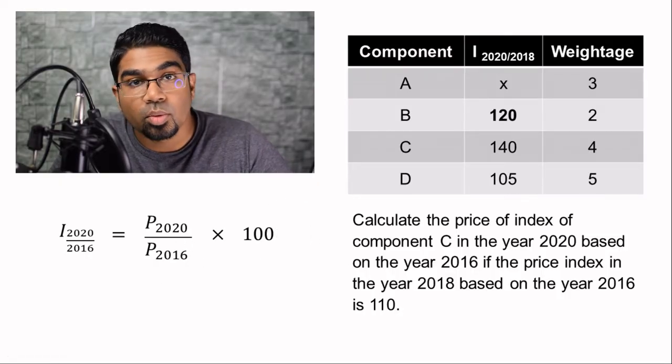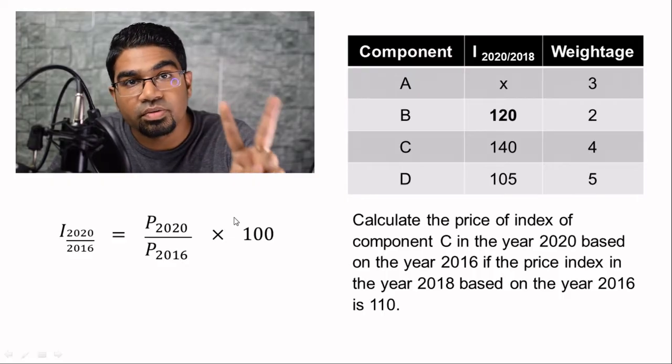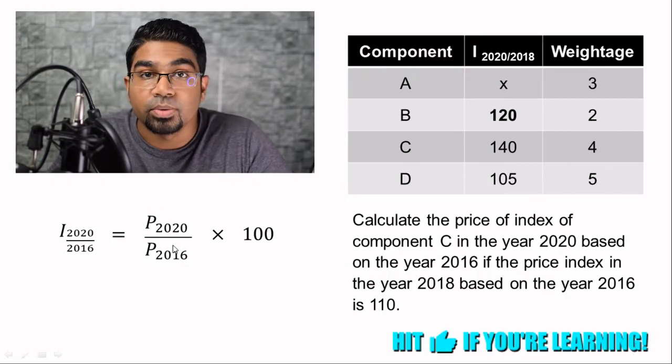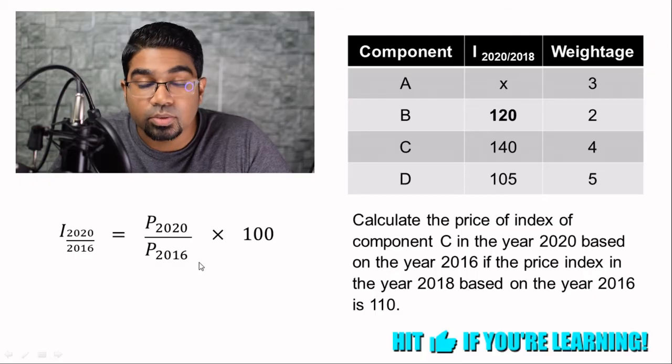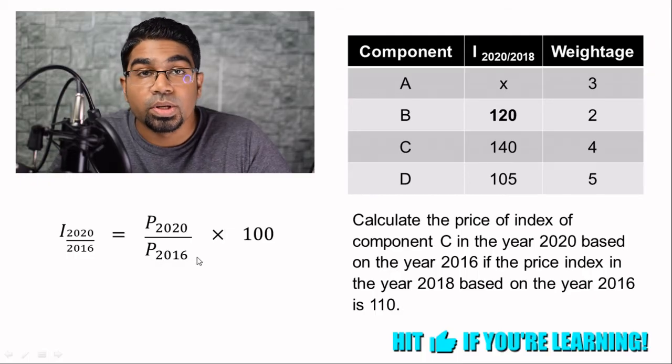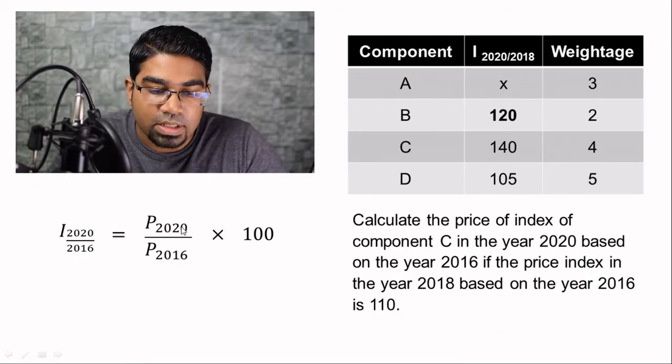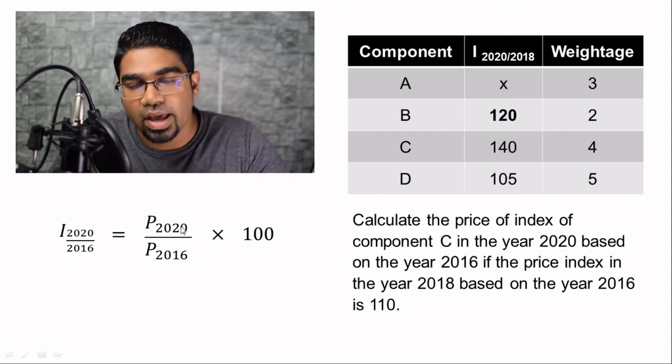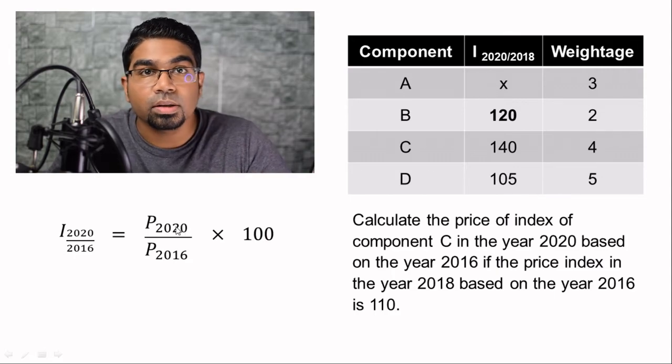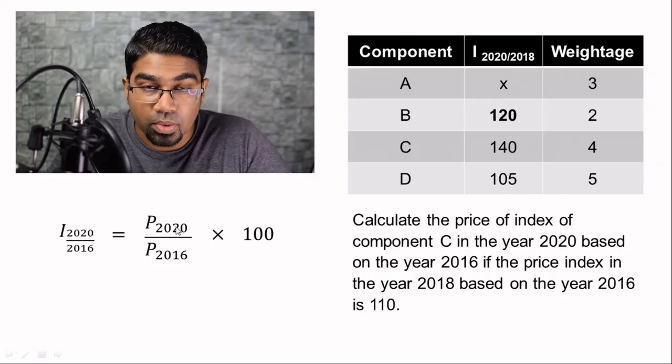You immediately notice a problem here. We don't have two pieces of information. We don't have the price in 2020, neither do we have the price in 2016. So what do we do? We need to substitute this in terms of values that we already have. Now it sounds very complicated, but let me show you how to do this the proper way.